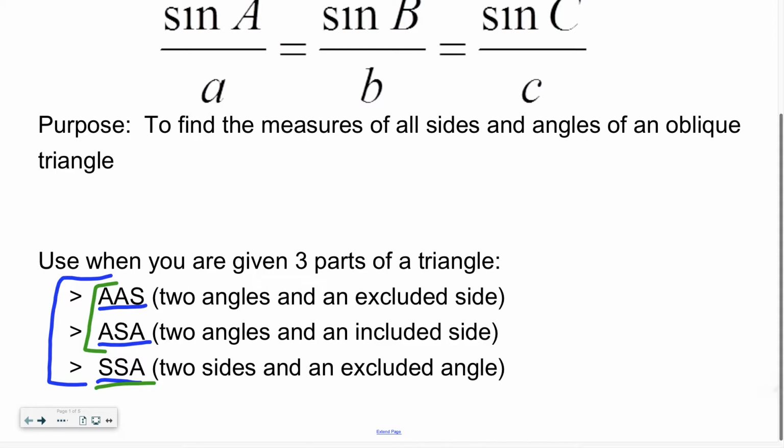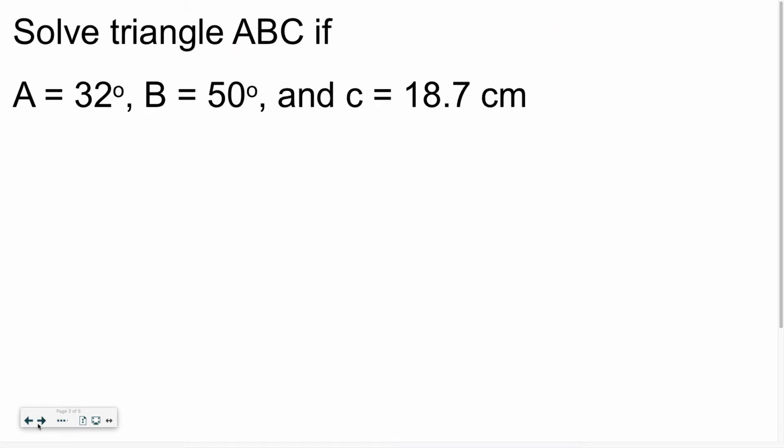So I'm really going to only go through 1 example of 2 angles and a side because it's a pretty straightforward process. Your homework should not be overly strenuous. So you're always going to be given 3 pieces of information. In this triangle, ABC, angle A is 32 degrees, angle B is 50 degrees, and side c is 18.7 centimeters.